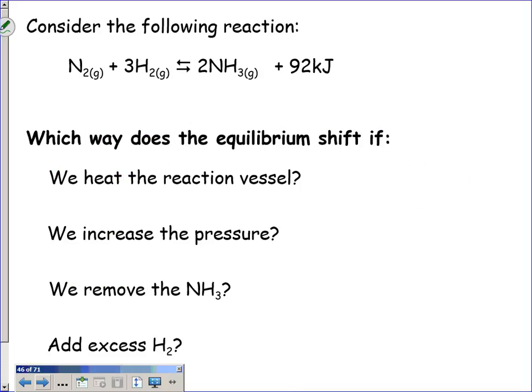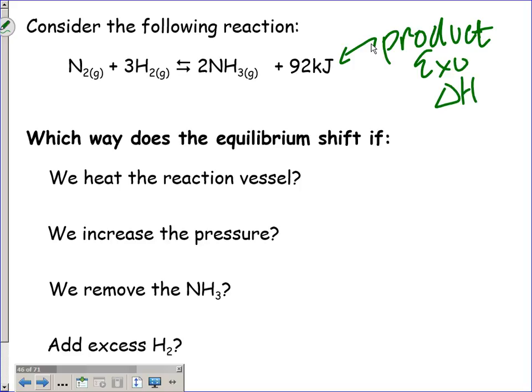So this is my first example. This is the Haber process, as the video stated. You'll see that I have some gas making ammonia, and this 92 kilojoules of energy being a product. Does that mean energy is being produced or consumed? It's being produced. Is that an exothermic reaction or an endothermic reaction? Exothermic. Okay, so that's exothermic. Delta H is a negative 92 kilojoules.